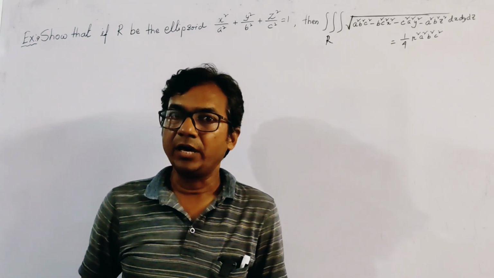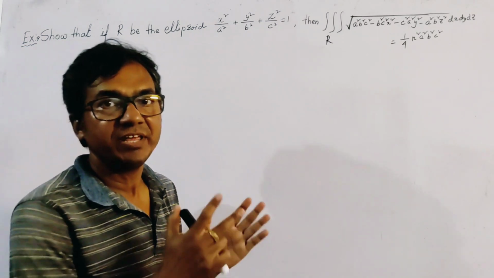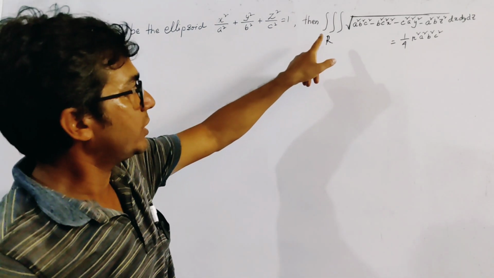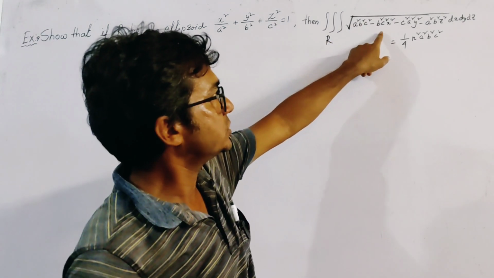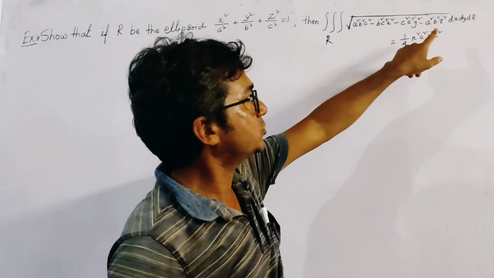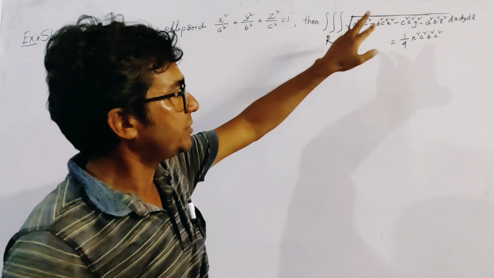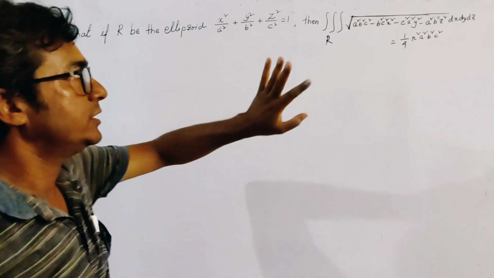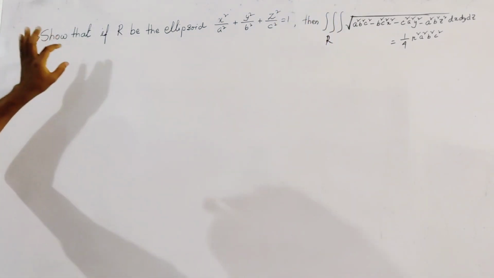We determine here the value of a triple integration. This is a very important triple integration: the integrand is the square root of (a square b square c square minus b square c square x square minus c square a square y square minus a square b square z square) dx dy dz. It is given that the value of the triple integration is pi square a square b square c square by 4, where the region or the volume of integration is given by R.